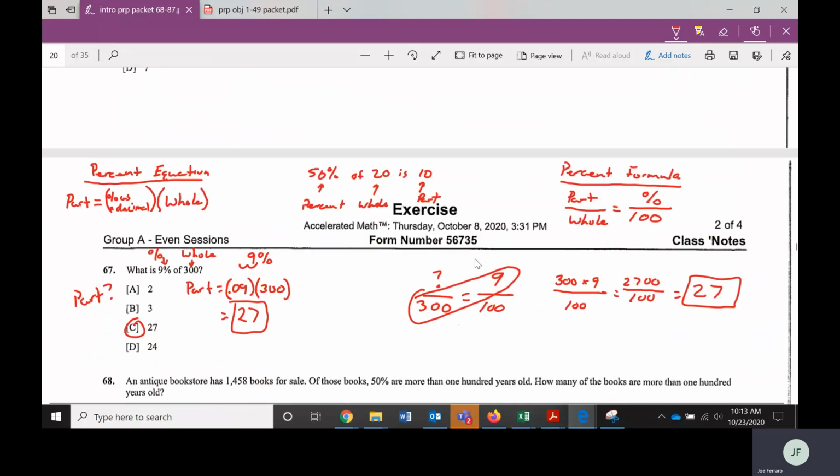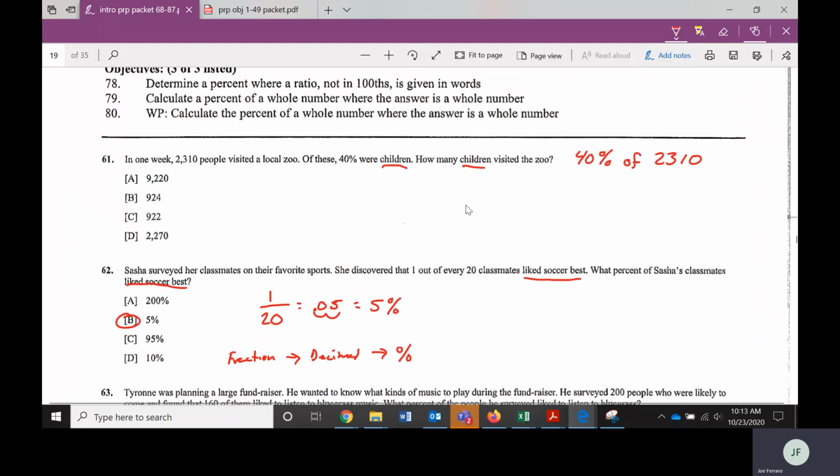Okay, so we're going to use what we just used. So those notes are at the top of this page. If you haven't written those down, you should hit pause and write that down. You should have done that already. So the two ways of doing this. So we're looking for the part of 2,310 that is 40%.